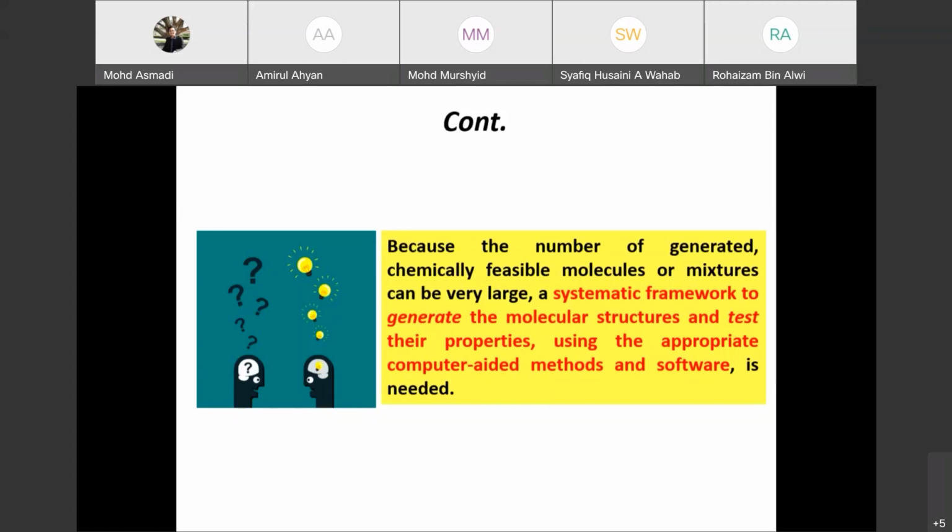Kenapa kita perlukan framework sama ada you guna CAMD, maksudnya dia ada flow. Okay, what you have to do for the first step and next step, right? And some molecules have many isomers, right? E, Z, trans, cis, that is the isomer. Okay, mirror. Kalau you ingat balik, kalau awak dah belajar dekat organic chemistry. Sebab tu you perlukan systematic framework.